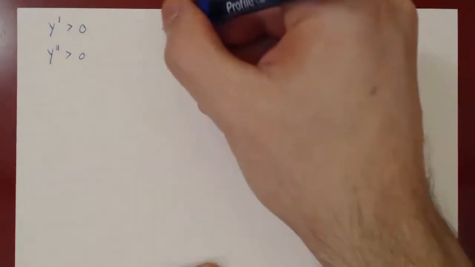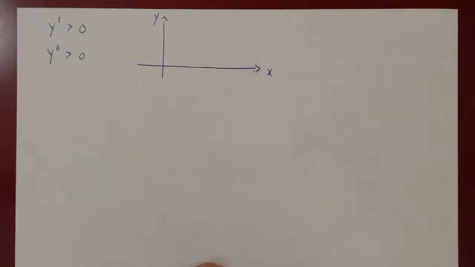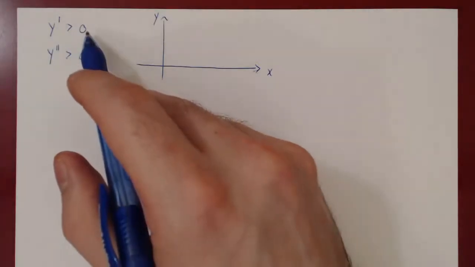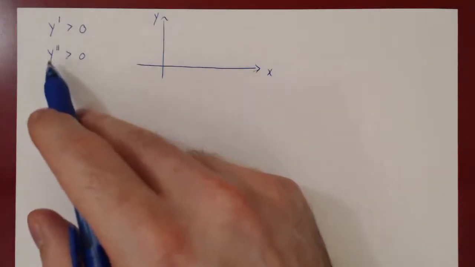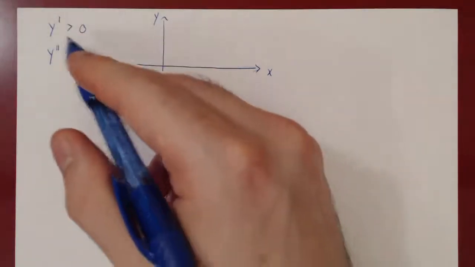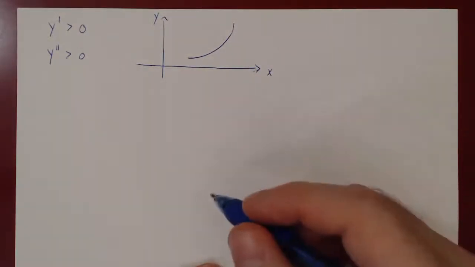Suppose that we wanted to sketch a graph of the function over an interval of x values. Suppose that the first derivative is positive and the second derivative is also positive. Suppose it's over positive x values, around here. If over here the first derivative is positive, the graph is increasing. If the second derivative is also positive, it is also concave up. And the only way to have an increasing function that is concave up is if the graph looks something like this.